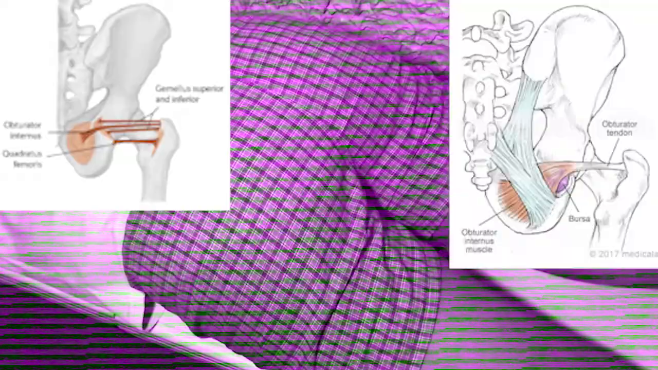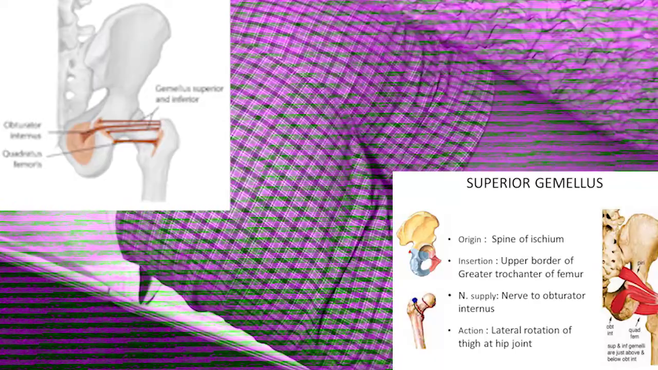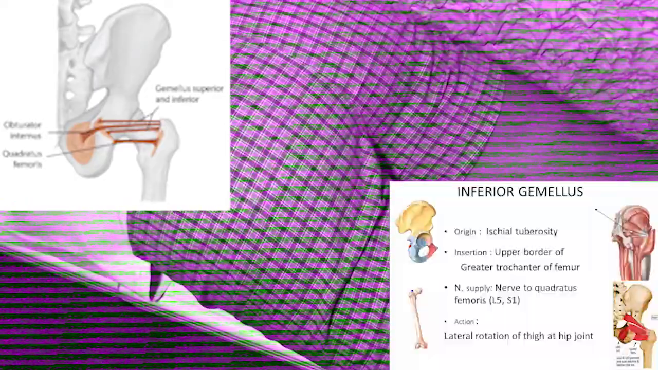So moving on to the next muscle, the gemelli. So it has the superior and inferior. The gemelli are two narrow and triangular muscles. They are separated by the obturator internus tendon. The superior gemellus muscle originates from the ischial spine and the inferior from the ischial tuberosity. They both attach to the greater trochanter of the femur. Now, what they do is lateral rotation and abduction.